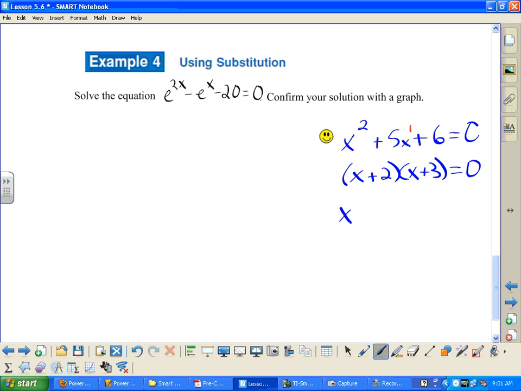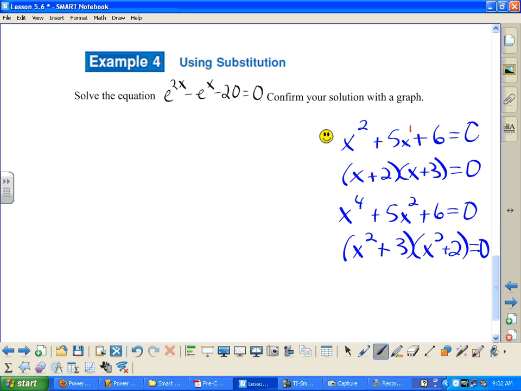Or we could look at a situation like this, where it's still the first exponent is double the second term's exponent, and we could factor that as x squared plus 3 and x squared plus 2 equals 0.